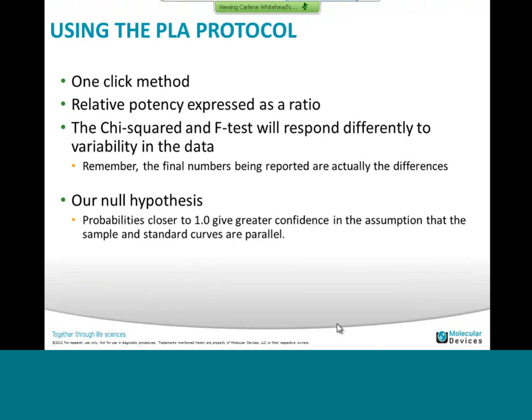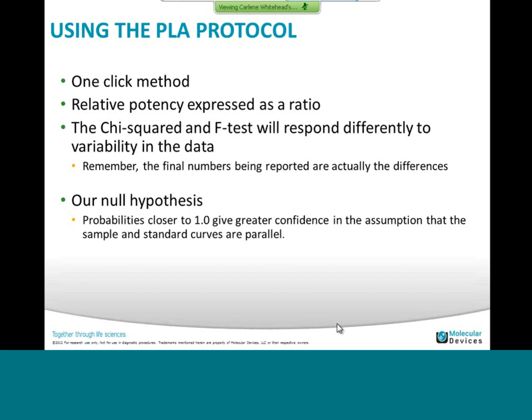So in SoftMax Pro, you have a protocol available. Once again, they have a one-click method. As soon as you have put your data in, everything will be calculated for you. The relative potency will be expressed as a ratio. Both the chi-square and the F-test have been implemented.